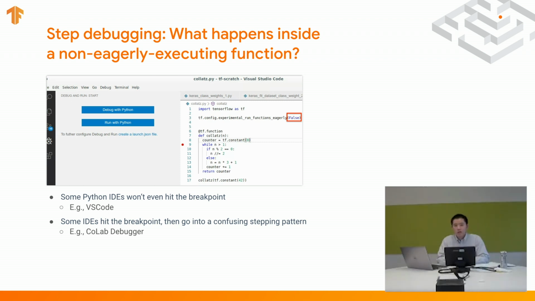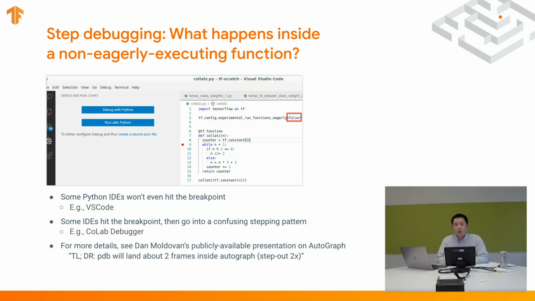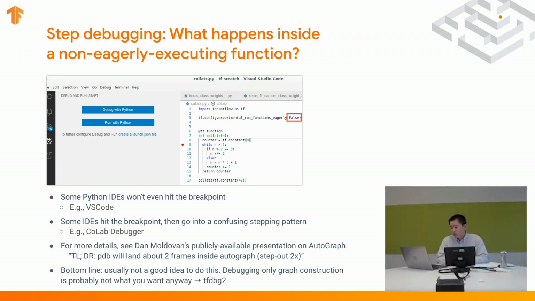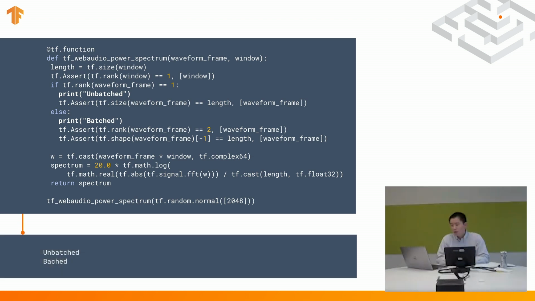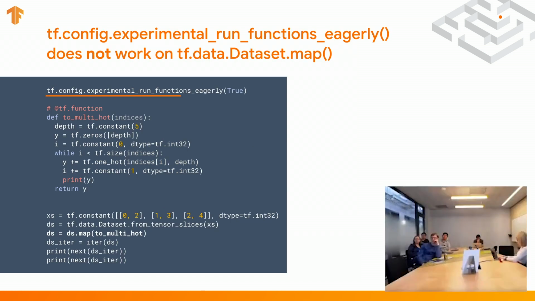The reason for that has to do with the internal details of how AutoGraph works, and I refer you to the presentation made by Dan Moldovan on AutoGraph last year. I think it's publicly available. Understanding that, it will probably not be too hard for you to understand why the strange behavior is happening here. The strange behavior is that you are inserting print statements in both branches of the if-else condition, and you see that when the function is called, both branches get executed.